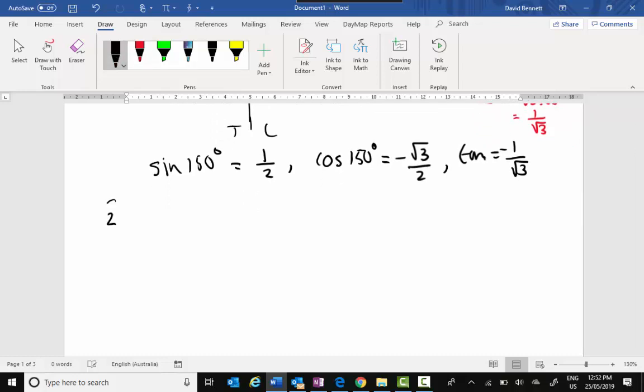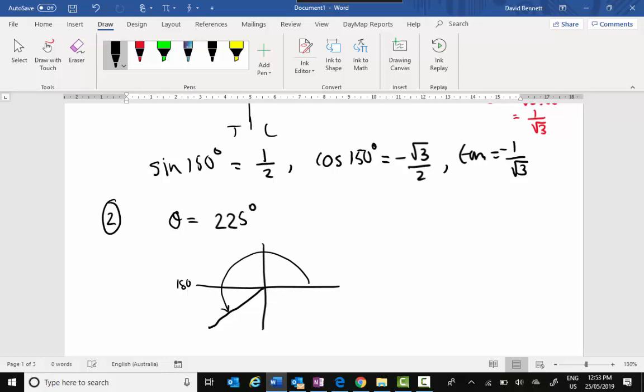So number 2, if I said to you the angle theta is equal to 225 degrees. So I'm going to use my unit circle. All right, so therefore I know 225, that's 180 out to this point here. So it's going to be a little bit past that. And so that's the angle I'm looking for, 225.